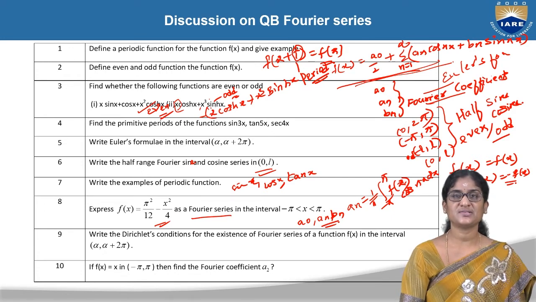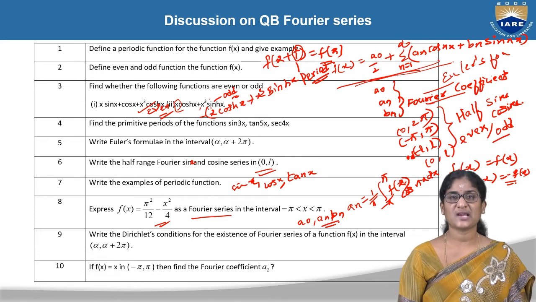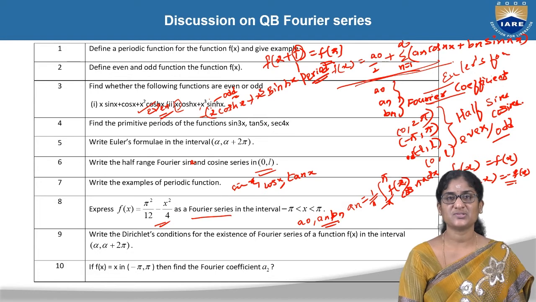The first condition says that the function should be piecewise continuous in the given interval. Second condition, it should be of exponential order. If these two conditions are satisfied, then the function is capable of applying the Fourier series. So these two conditions are called the Dirichlet conditions.